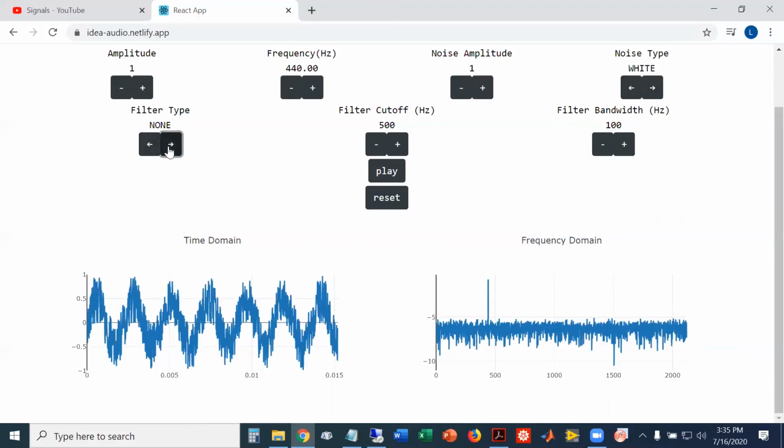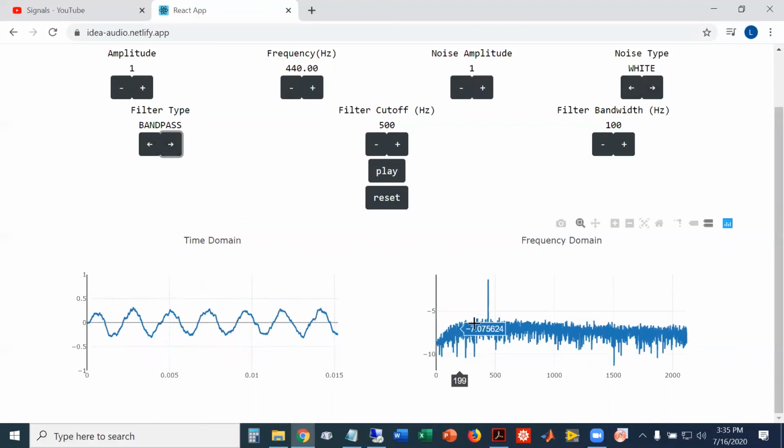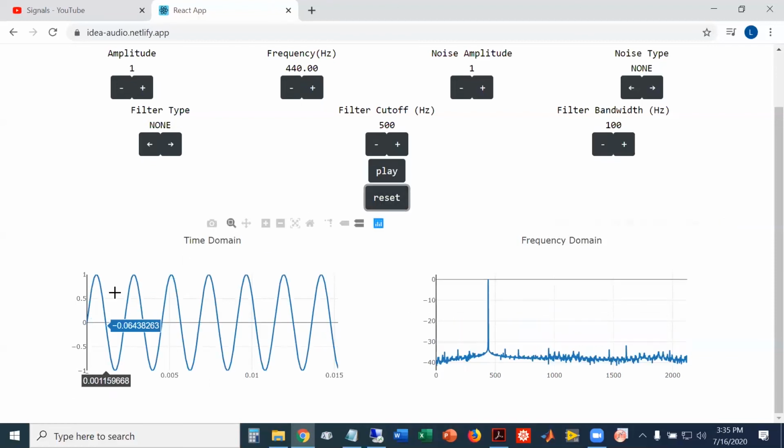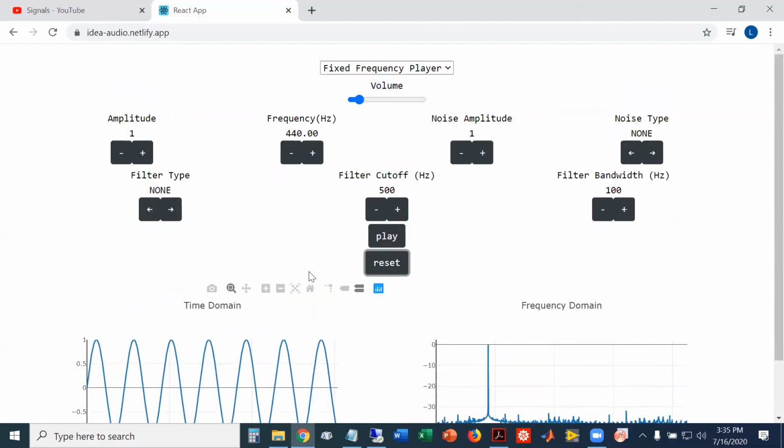There's also something called bandpass, and what bandpass does is it allows only a small band of frequencies to get through, so the low frequencies and the high frequencies both get attenuated. And if I decrease the bandwidth, it looks like that's the shortest I can get. It's just basically how many frequencies are getting through. So for the single frequency player, the idea is that without any noise, you have a nice, clean sinusoidal signal, and you can see that it's represented by a single tone in the frequency domain.